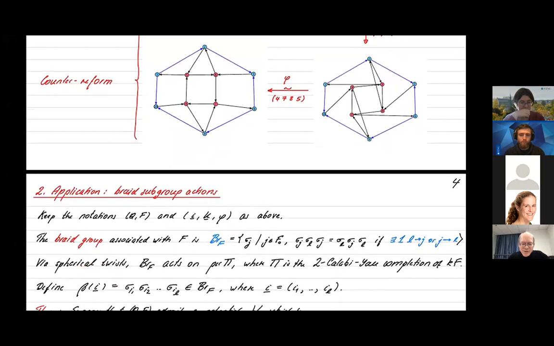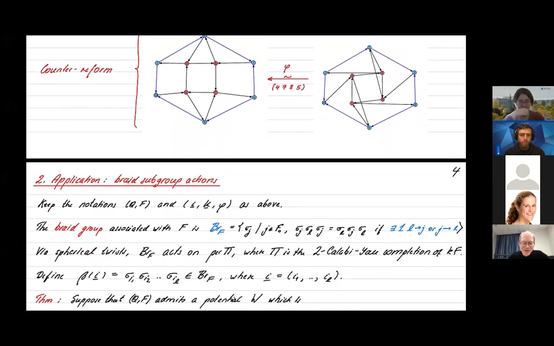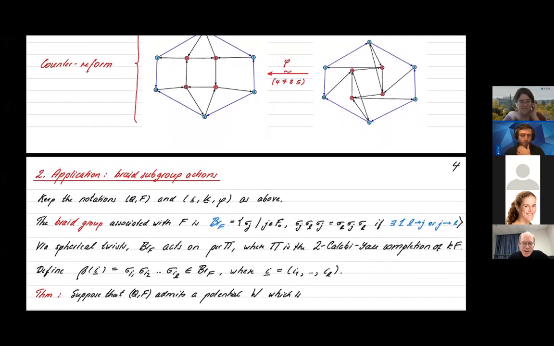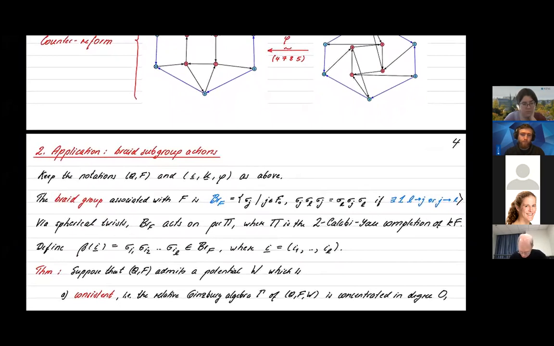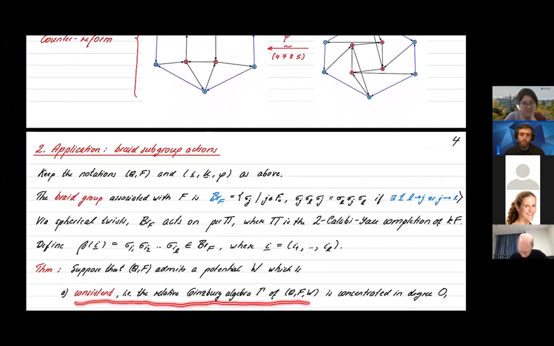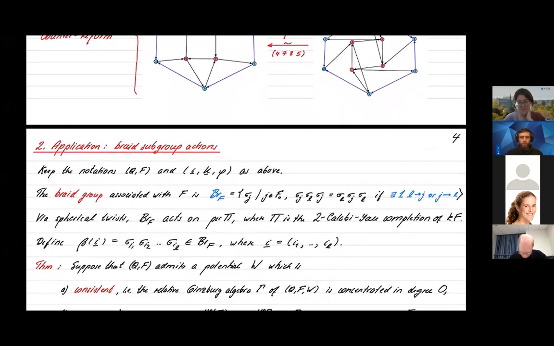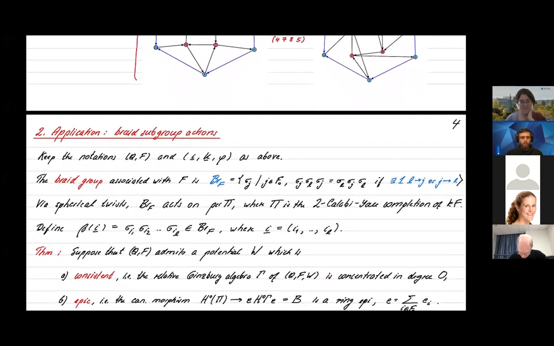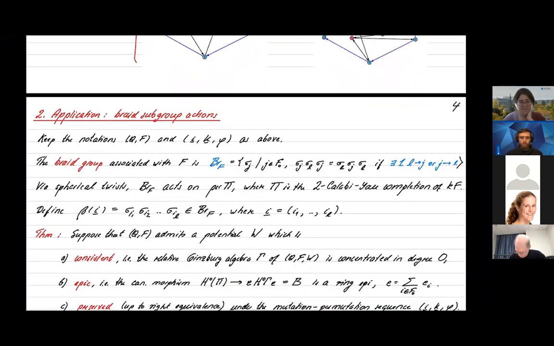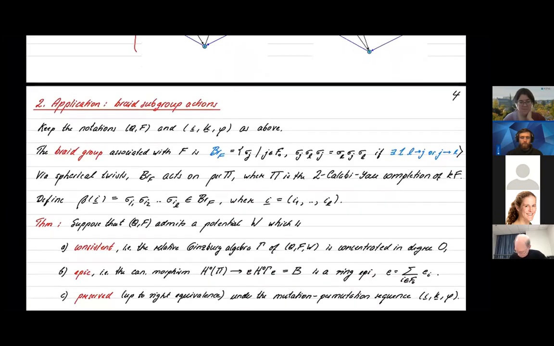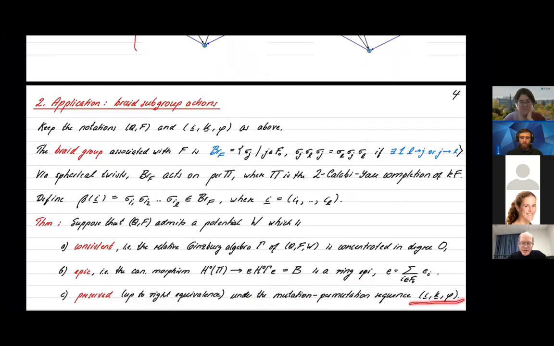And for this to work, we need additional assumptions. We need to assume that we have a potential which has three key properties. It should be consistent, which means that the relative Ginzburg algebra is concentrated in degree 0. It should be epic, which means that the Ginzburg morphism from the pre-projective algebra to the boundary algebra is a ring epimorphism. And thirdly, it should be preserved under the mutation permutation sequence, which is the outcome of the blue versus red game.